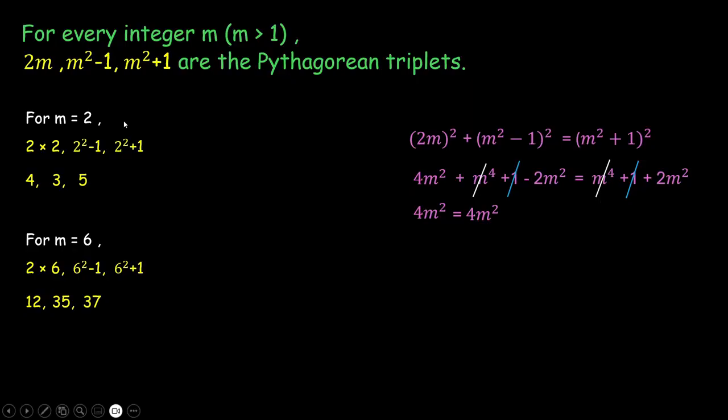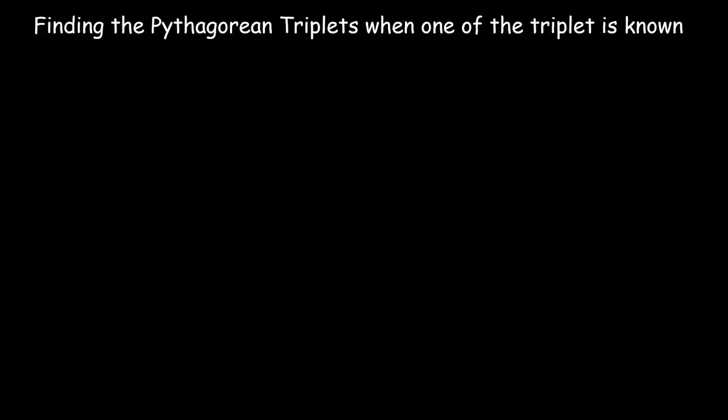Now, there is one question: what if one of the triplet is given to us and we need to find the other two? So, finding the Pythagorean triplets when one of the triplet is known. Let us start with an example. Let us say the triplet that is known to us is 10. Now, 10 is definitely one of these, one of 2m, m square minus 1 or m square plus 1. Since 10 is even, we can keep it equal to 2m because that would give us m equal to 5, which is an integer, right?